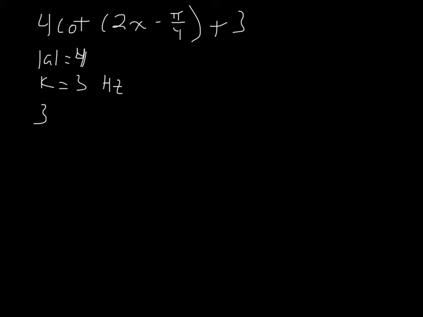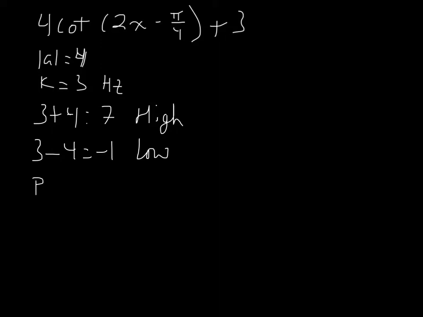Then we have 3 plus 4, that's equal to 7. This is our high point. And 3 minus 4, this is equal to negative 1. This is our low point. We'll just call it high or low. It's definitely not our min or max.